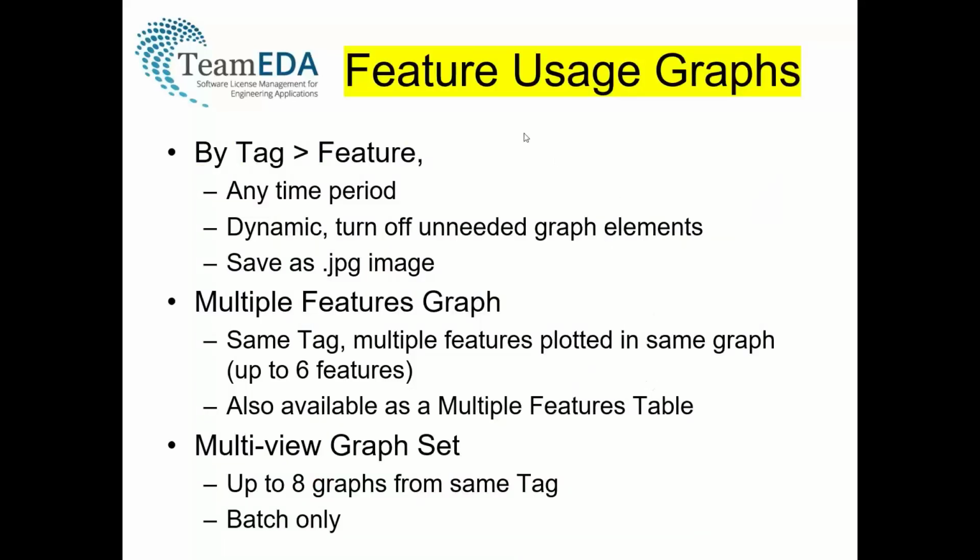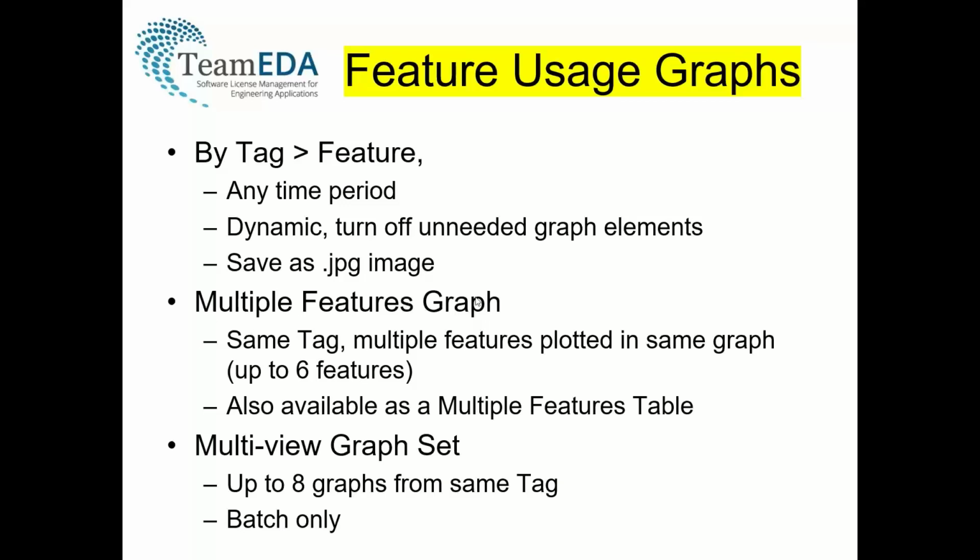Let's look now at some specific reports. Feature usage graph, most common report people use for looking at usage history. And this report is available by tag for any given feature for any time period. It's dynamic. I'll show you this in a minute. You can turn off unneeded graph elements if you don't want to see them. And this usage graph can be saved as a JPEG image if you want to put it into a report or send it to somebody.